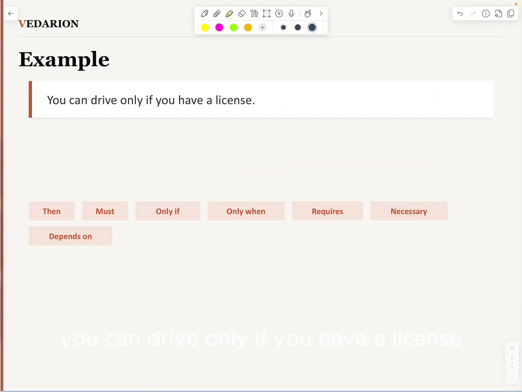We have a sentence, you can drive only if you have a license. First, let's go ahead and see if I can spot an indicator word. I see only if. Now, only if is a necessary indicator. So whatever follows only if has to go on the right side of the arrow. So license. Now, what's left? Drive is left and it goes on the left side of the arrow. So now let's translate the sentence. It means that if I know someone can drive, it has to be true that they have a license.